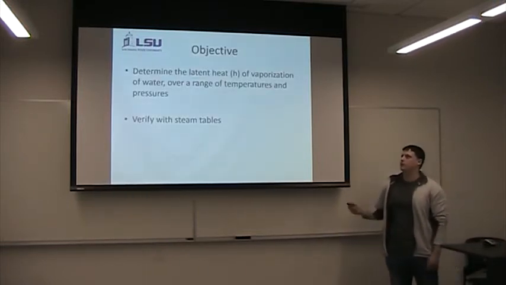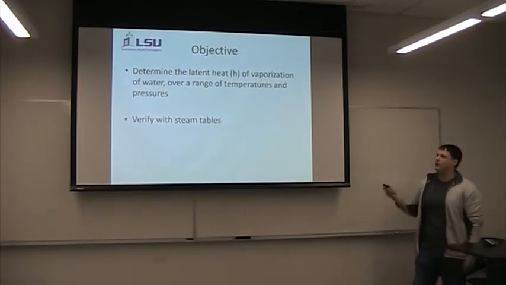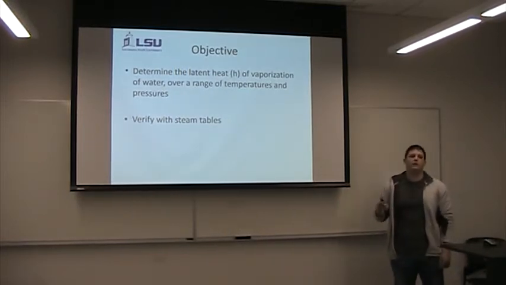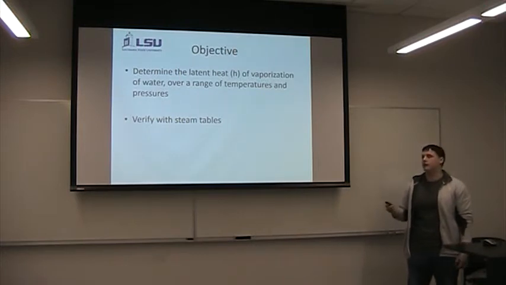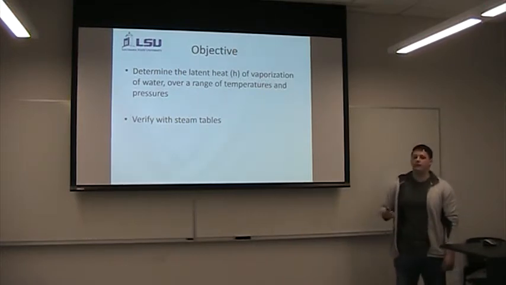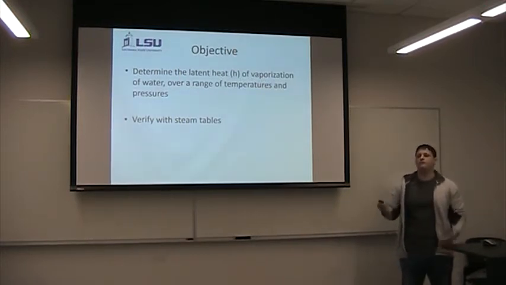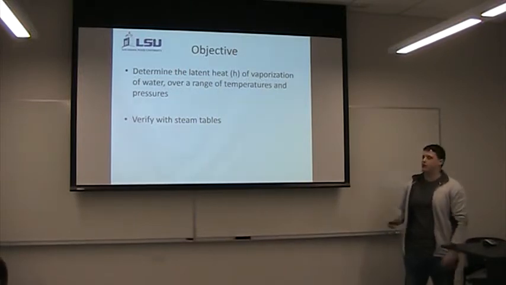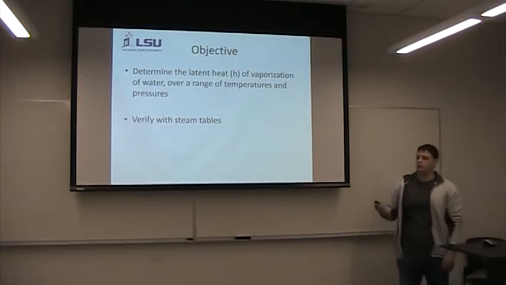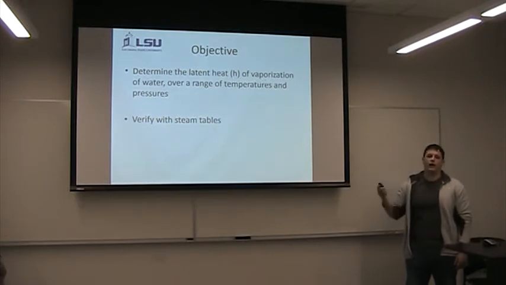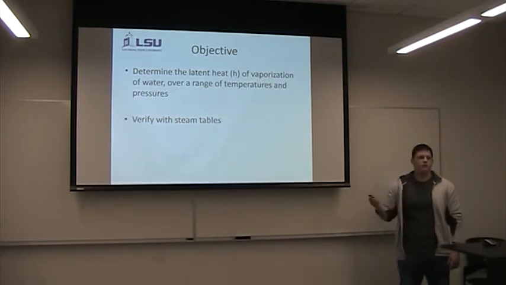From there, we're going to move into the objective of our experiment. Our objective is to determine the latent heat, so the enthalpy of evaporation of water, at certain set pressures and temperatures that we'll control. And then from there, we'll verify the enthalpy that we calculate against the steam tables.